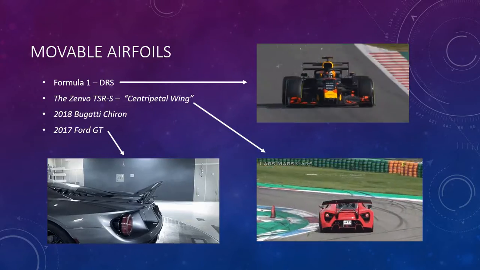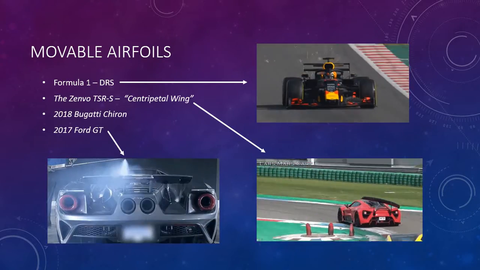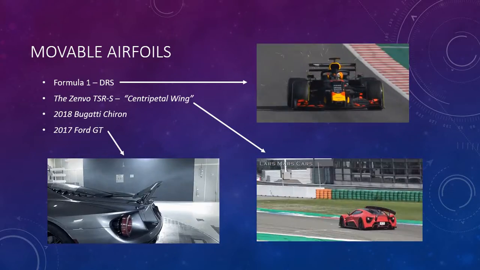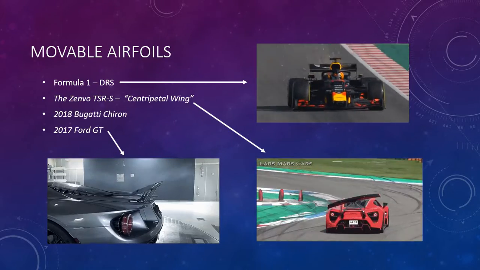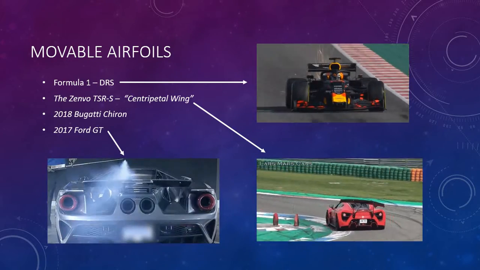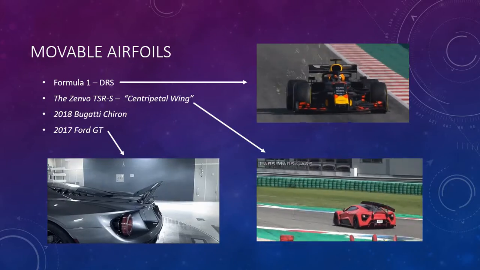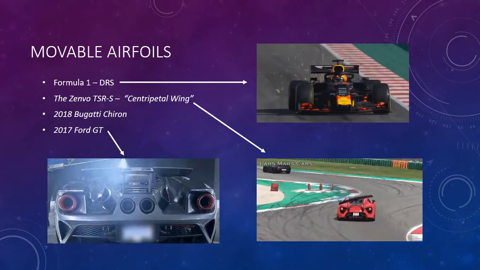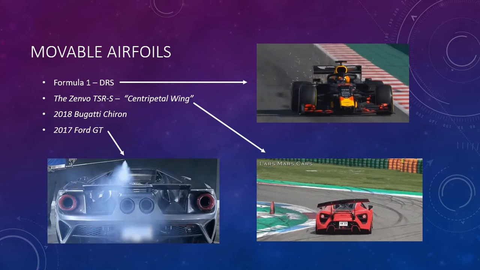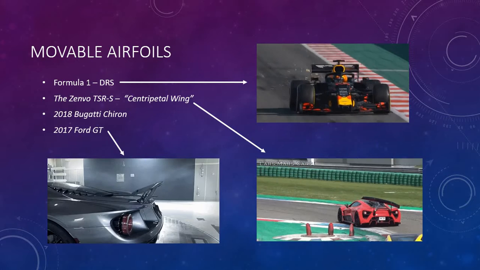The Zenvo TSRS takes this to another level with their centripetal wing. This one also changes bank angle with the steering of the car to, in theory, give you better cornering. This is not quite the case since you're really just redistributing the downforce instead of actually increasing downforce, but it's still pretty cool to watch.